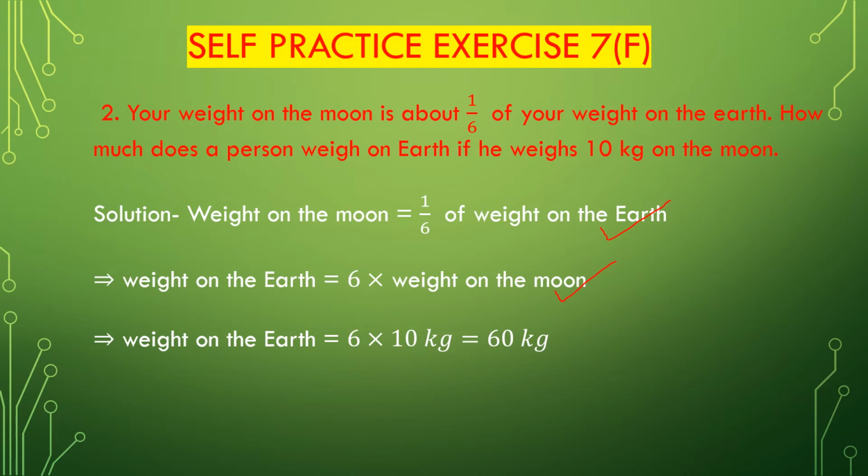Weight on the earth will be 6 multiplied with weight on the moon: 6 is transposed to the other side, so this division 1 divided by 6 changes to multiplication. So 6 multiplied with weight on the moon. Then weight on the earth will be 6 multiplied with weight on the moon. Weight on the moon is given as 10 kg. If he weighs 10 kg on the moon, so his weight on the moon is 10 kg. So weight on the earth will be 6 multiplied with 10 kg, that is 60 kg. So the weight on the earth of the person will be 60 kg.